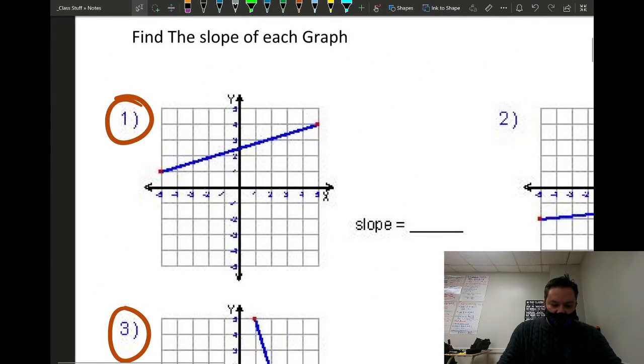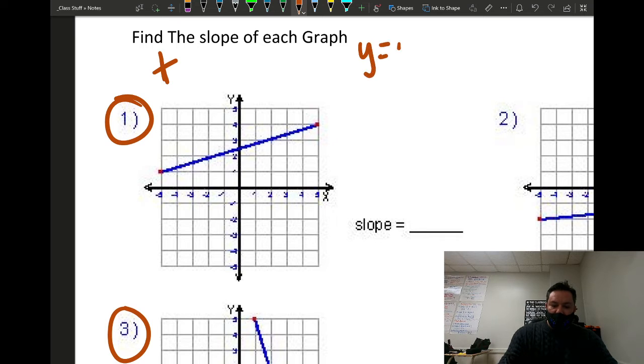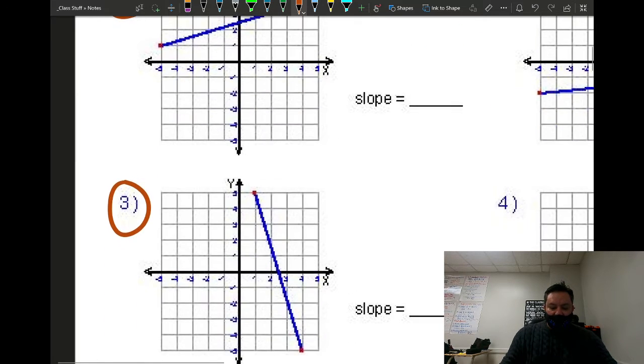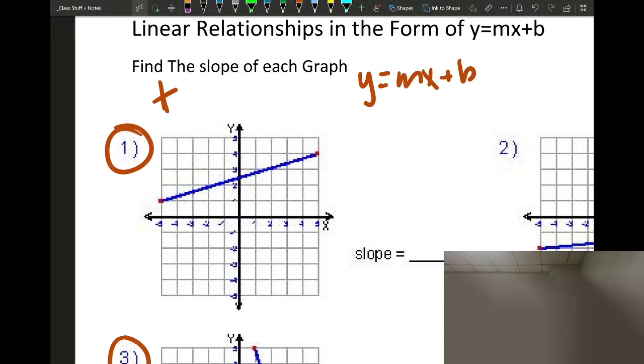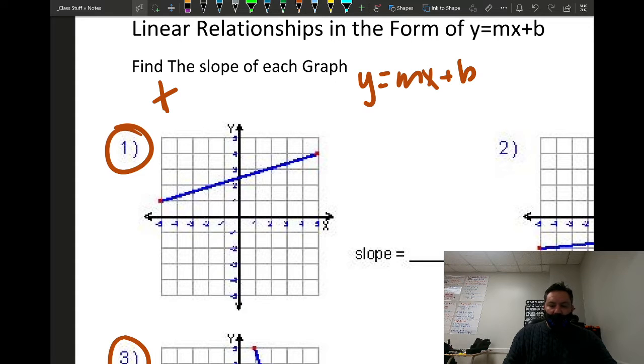The first thing that we got to know is going from left to right, the line is going up, so this is going to be a positive slope. The first thing I'm going to do is find the y-intercept. Remember, the form is y equals mx plus b. The first thing that we have to do is find where the line crosses the y-axis.